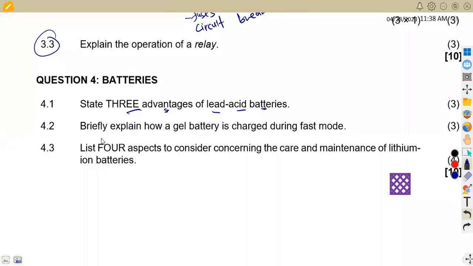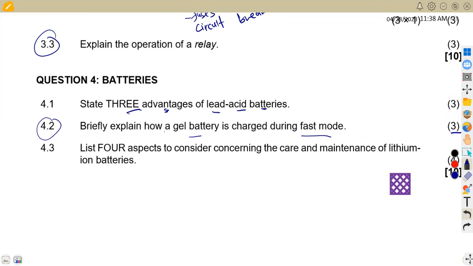On question 4.2, briefly explain how a gel battery is charged during fast mode. How can we charge a gel battery? That is 3 marks. Take note, during fast mode. That is the most important part in this case.